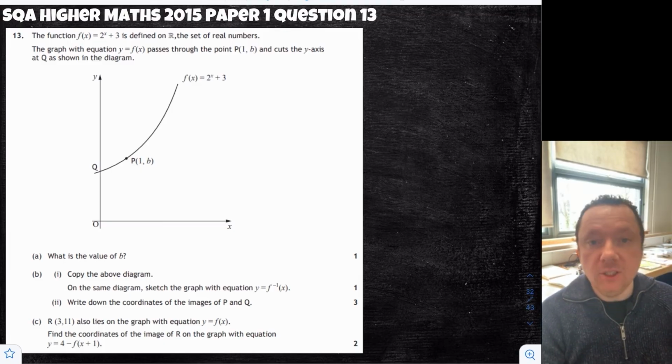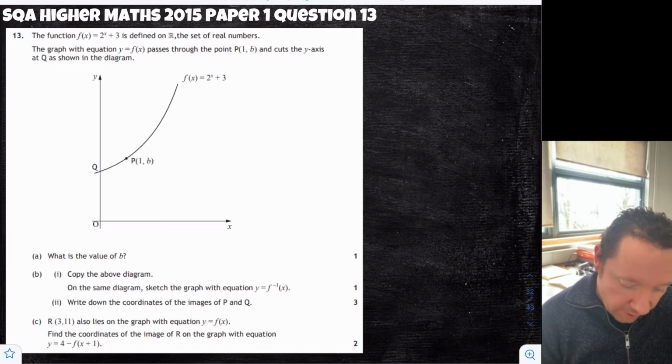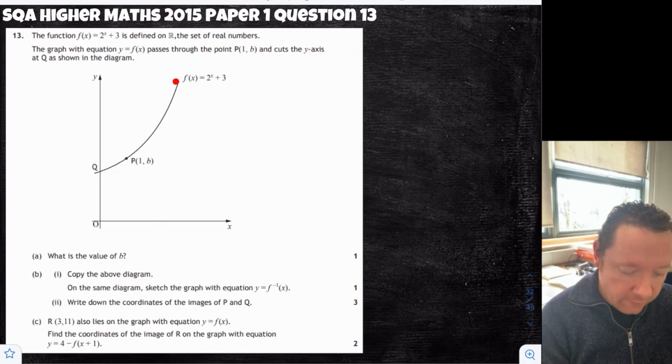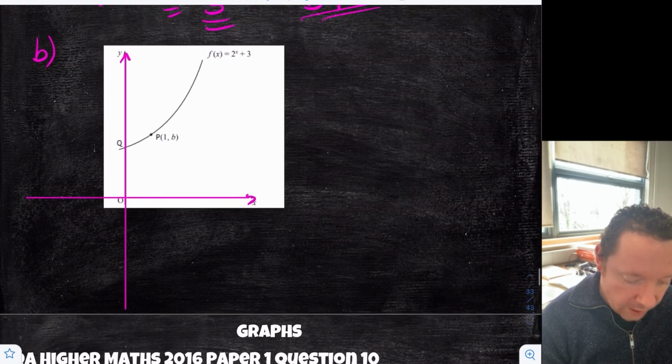Part B says copy the diagram above, inspect the inverse function, and then write down the coordinates of the images of P and Q. What it means by the images of P and Q is what do P and Q become in the inverse function. So this is an exponential, so the inverse function is a log, so we need to reflect that in the line y equals x. So let's just go ahead and do that. So I've copied the diagram below.